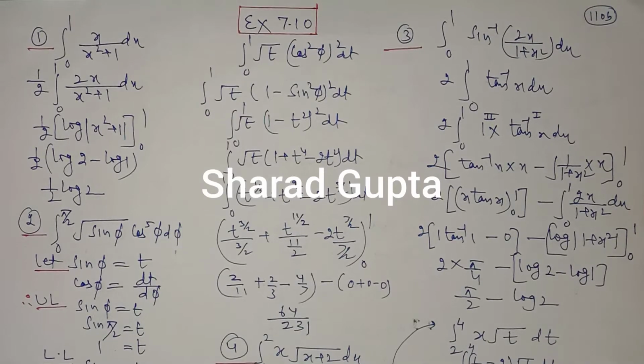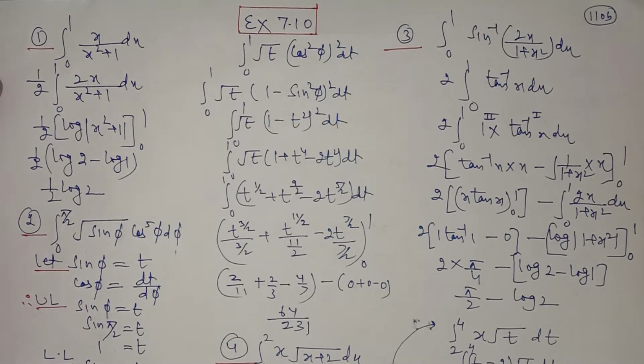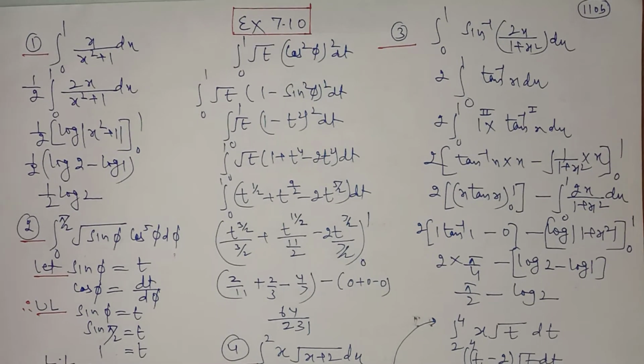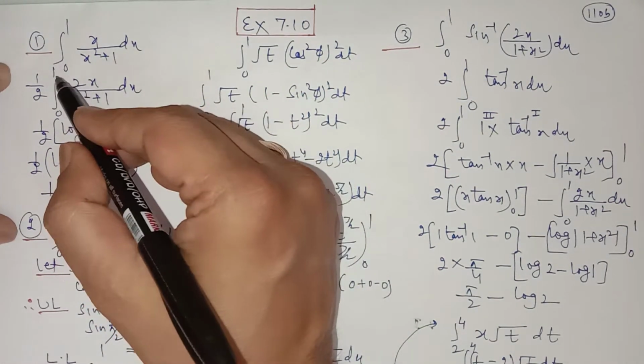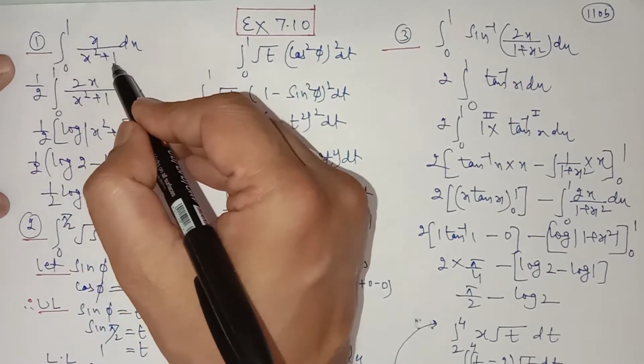So lecture number 19 for the chapter integration, and we're discussing the definite integral, and we are starting with exercise 7.10. In this exercise, most of the questions will be done by integration by substitution. So it is question number 1, integral from 0 to 1 of x upon x square plus 1 with respect to x.